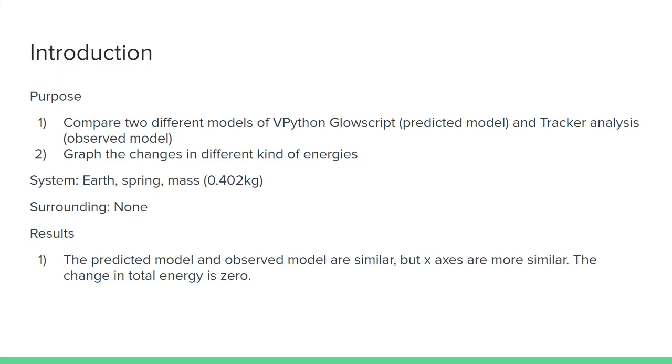The purpose of this lab is to compare two different models: Python GlowScript and Tracker analysis. We then analyze the graph of different kinds of energies. The system is the Earth, spring, and mass, and the surroundings is nothing for this lab. The main results are that the predicted model and observed model are similar, but the x-axis is more similar. And more importantly, the change in total energy is zero.